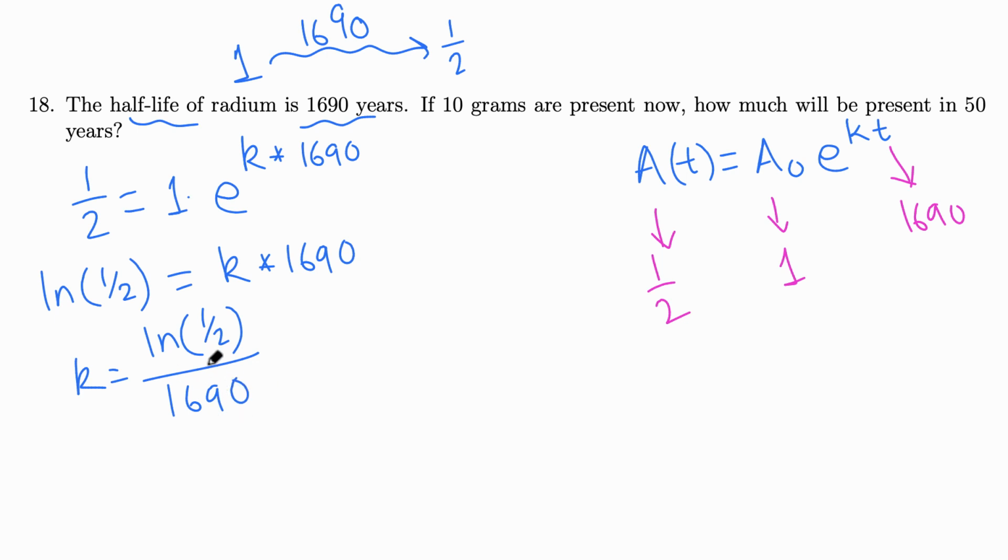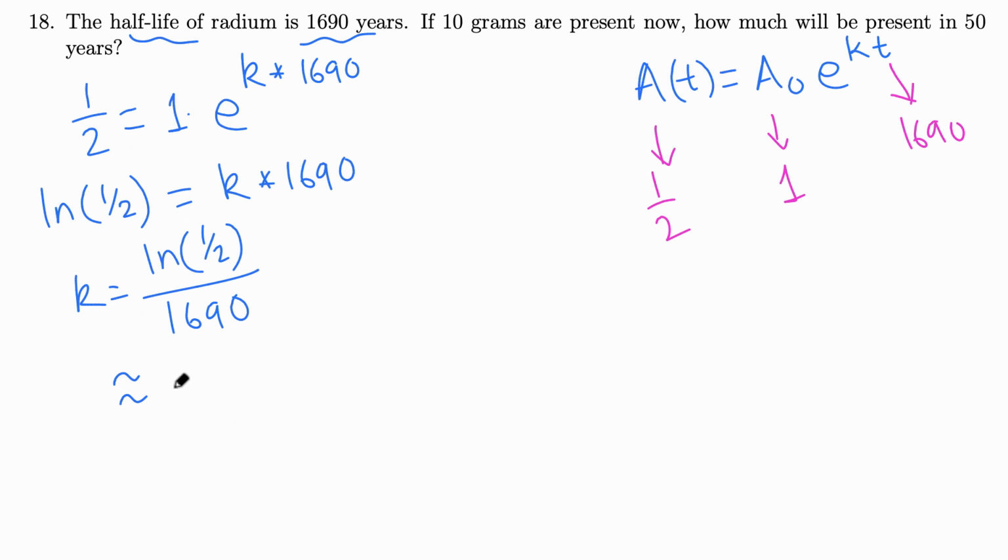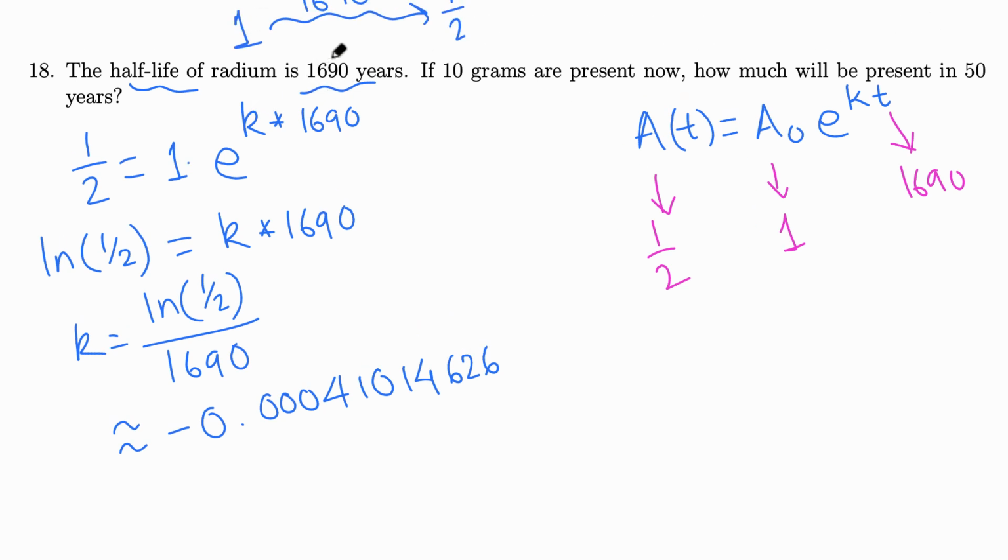We can write the approximation in decimals, but use a lot of decimal places. It's going to be negative 0.00041014626. So that's the decay rate. It's very slow because in 1690 years it goes to 1/2 gram from 1 gram.